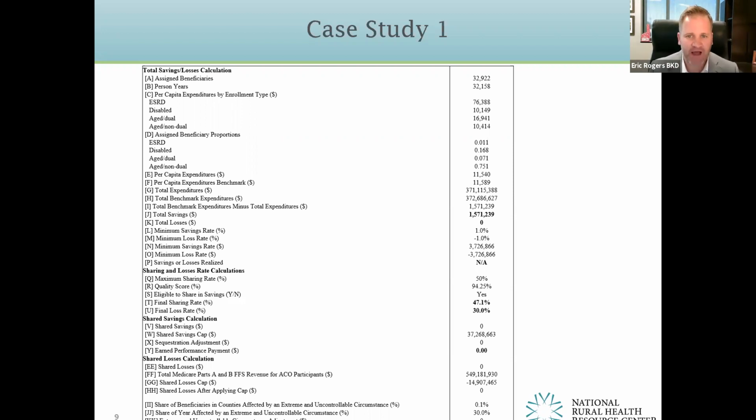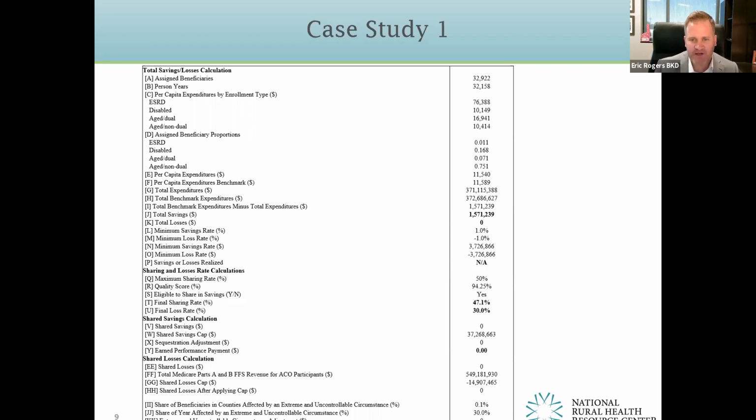You'll see how many total lives were assigned. This particular ACO had 33,000 Medicare lives. Some people may leave during the year or drop off the rolls, so you'll see it calculated in person years, kind of like member months. You'll see how much is spent in the different categories of end-stage renal disease, disabled, aged, and non. And then you see all of the calculations that Medicare goes through to determine, do we receive a shared savings or not?